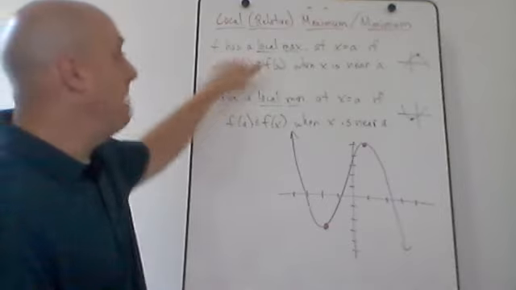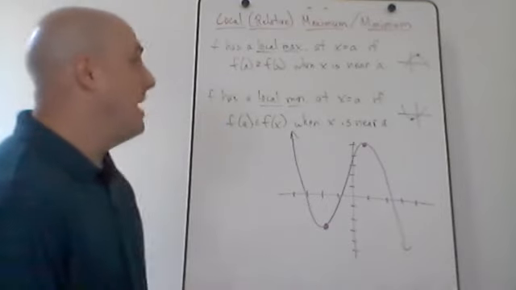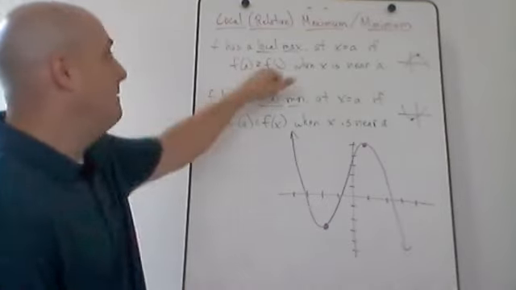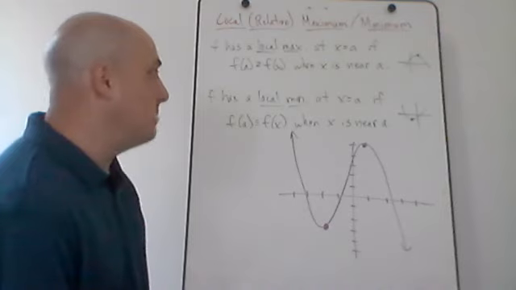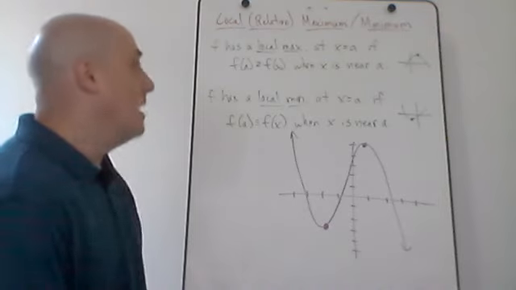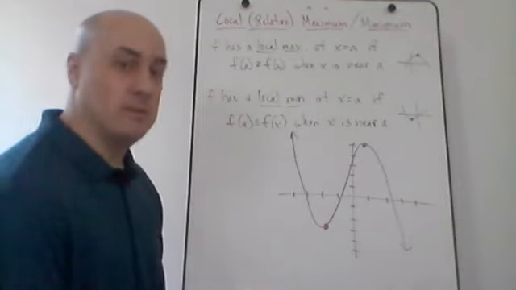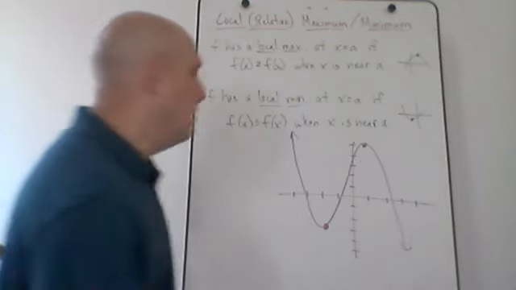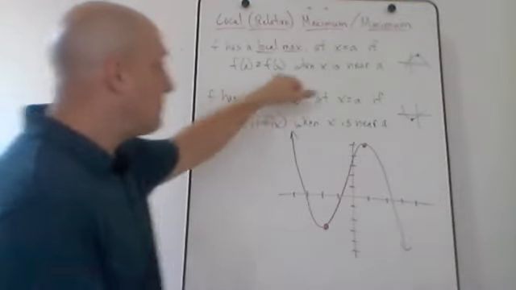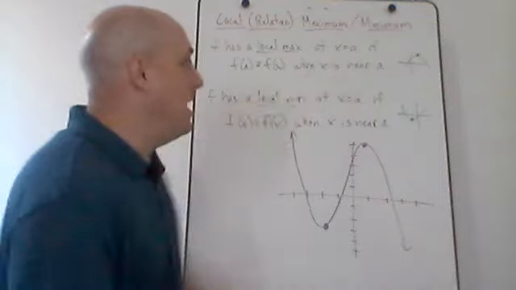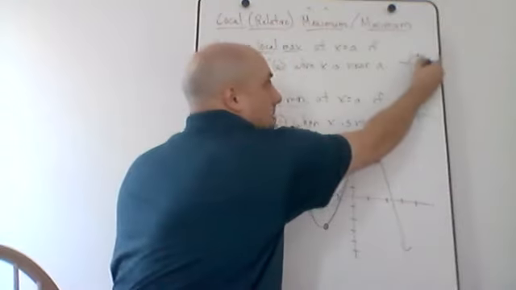So f has a local maximum point at x equals a if f of a is greater than or equal to f of x when x is near a. Right? So first thing, I usually abbreviate maximum and minimum as max and min because they're just too big of words to write over and over again. So at x equals a, which maybe I should put at x equals a here.